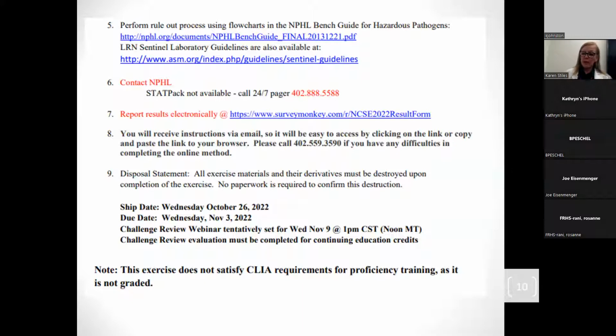I do want to point out one thing. This exercise does not satisfy any CLIA or CAP or COLA requirements for proficiency testing. And that is something that you do have to do as a microbiology lab. But unfortunately, this is not graded, and we don't want it graded because we just want it to be more of a learning session. So you won't be able to use ours. Now, there are obviously other proficiency tests that you can purchase.